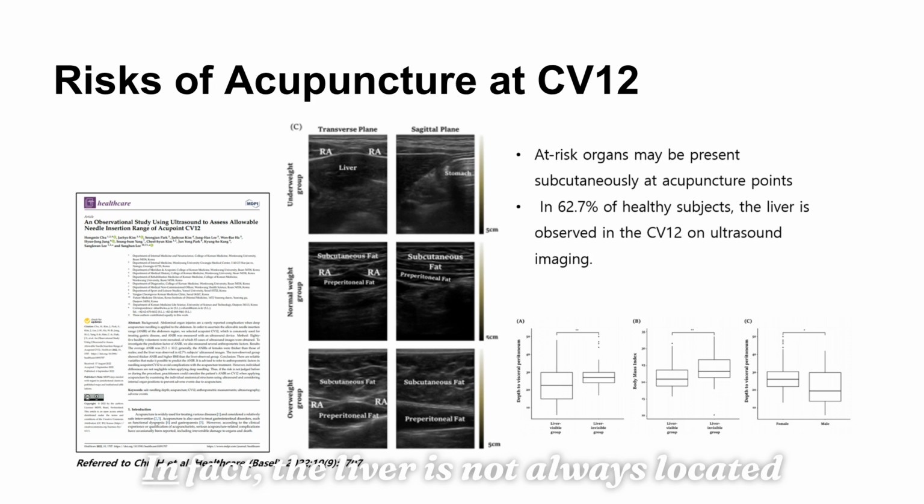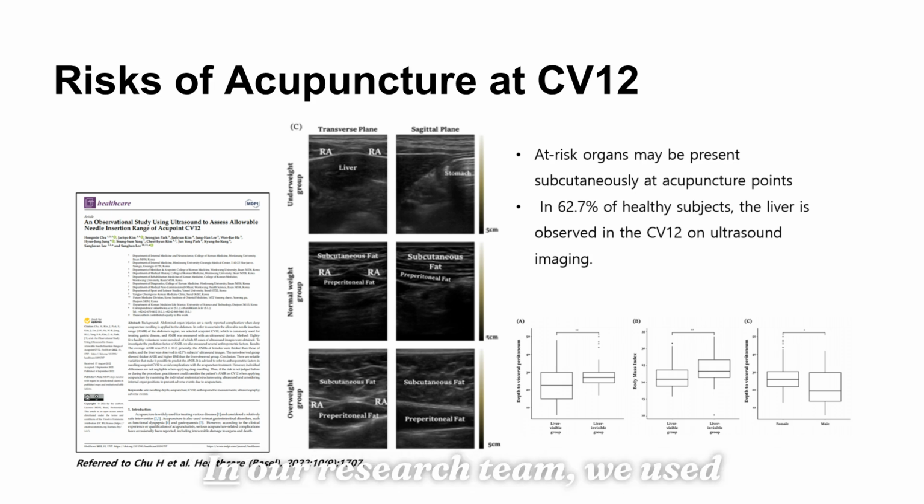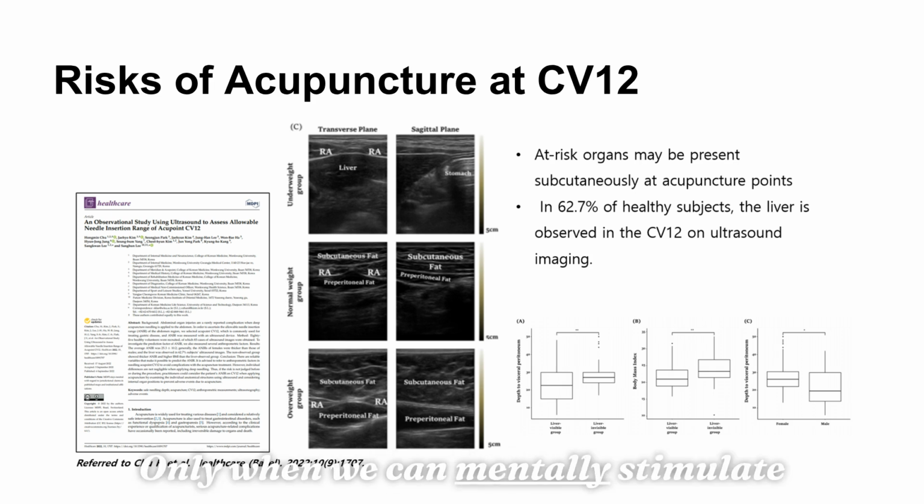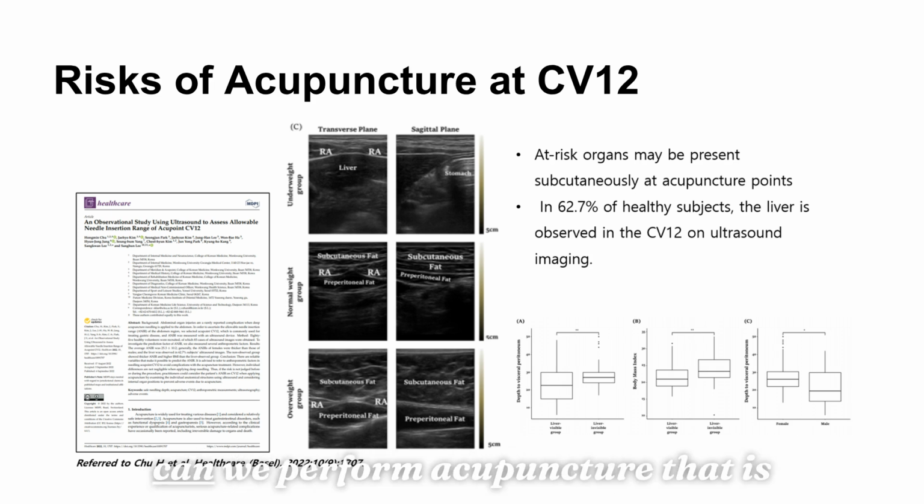This is a good example of how a thin needle can still lead to a serious complication if it is not used properly. In fact, the liver is not always located under CV12 in every patient. In our research team, we used ultrasound imaging to examine the area around CV12 and found that the position of the liver relative to this point can vary depending on the patient's body type and abdominal shape. This means that, during acupuncture treatment, we should be able to imagine and explain exactly where the needle tip is located inside the body and what structure it is stimulating. Only when we can mentally simulate this three-dimensional relationship can we perform acupuncture that is both safe and effective.